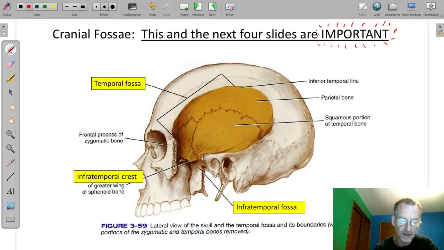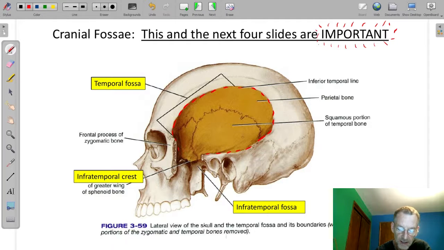So let's start out getting oriented. And the temporal fossa, these are images taken directly out of your textbook, and I added a few of the yellow boxes to emphasize things that I wanted to discuss. So the temporal fossa is basically that portion of the skull that I'm outlining in red that's shaded in a darker color in the illustration. It's essentially the origin of the temporalis muscle, but that's the region. That's the temporal fossa.